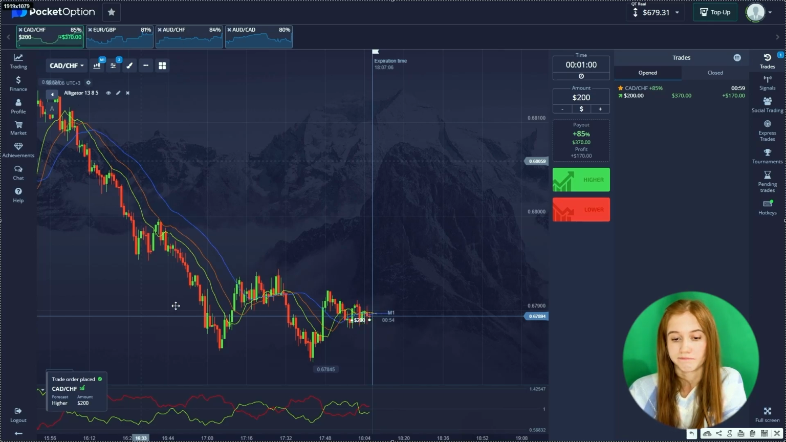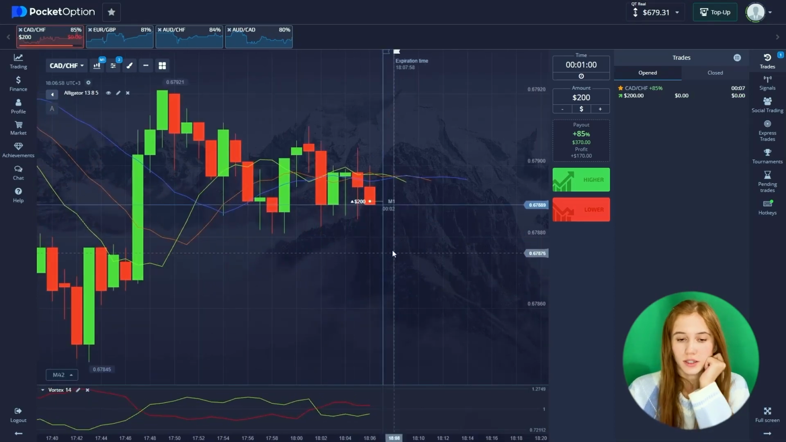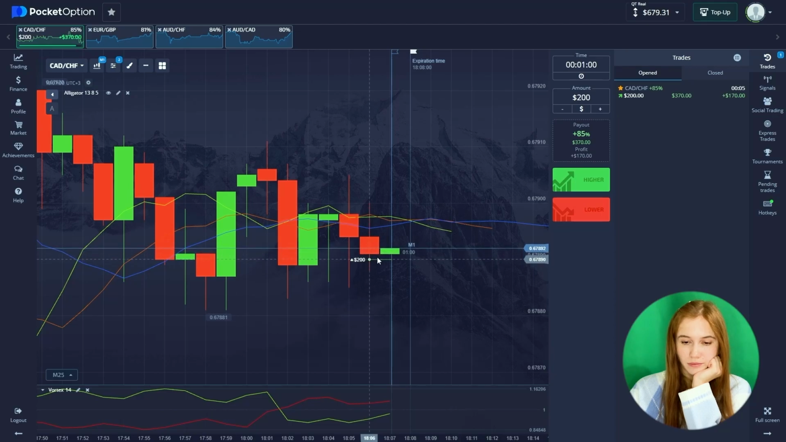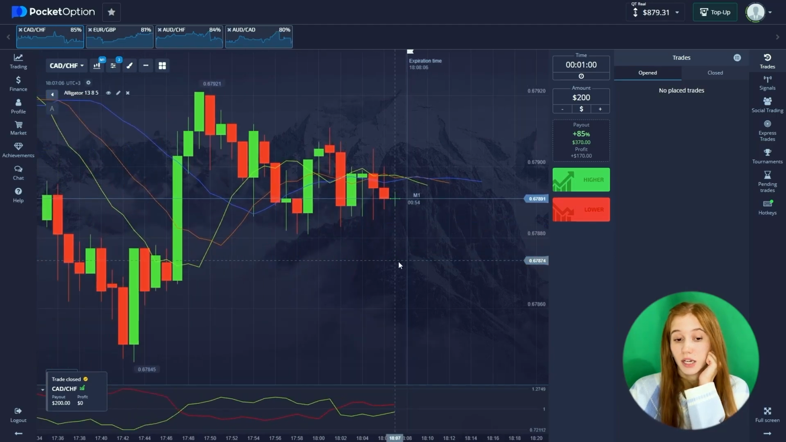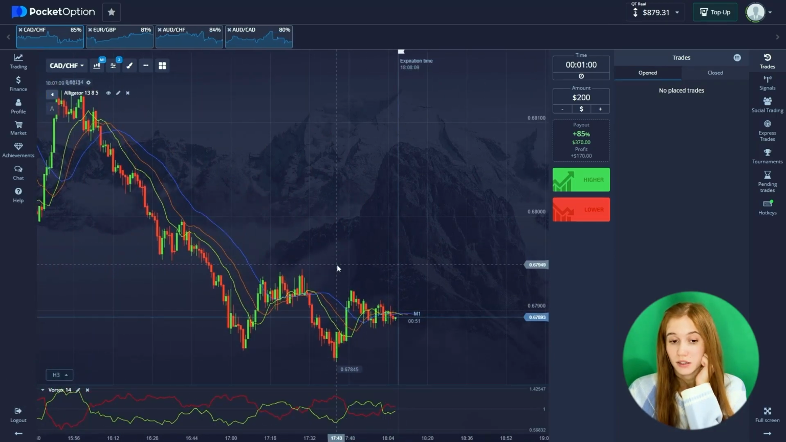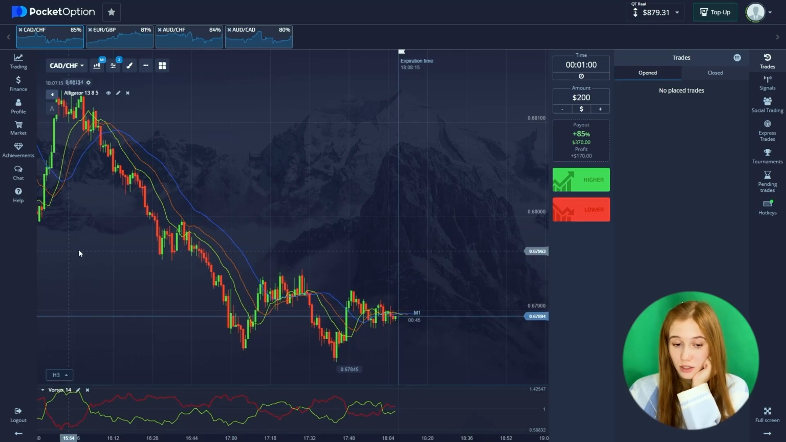Alligator was see blue moving average is still dominant. Nevertheless, this happens due to the fact that we have two red candles. 8 seconds left until the end of the deal. Let's see. Opening points. Yeah, our deal closes at 0. This also happens. I won't say this is good, but still it's not a minus and it's already good.